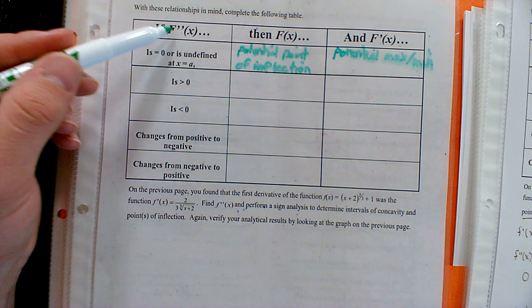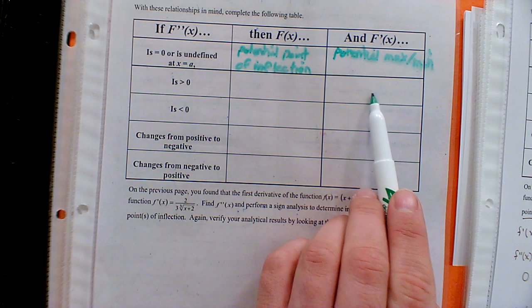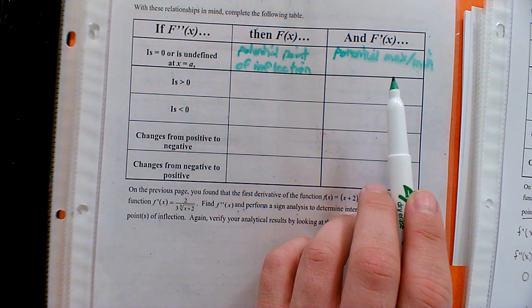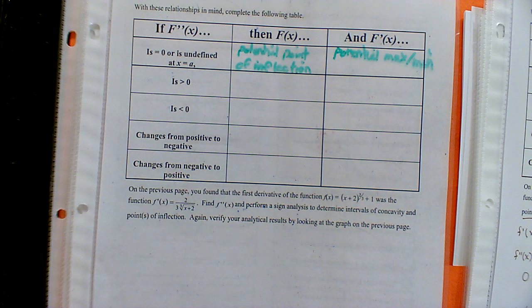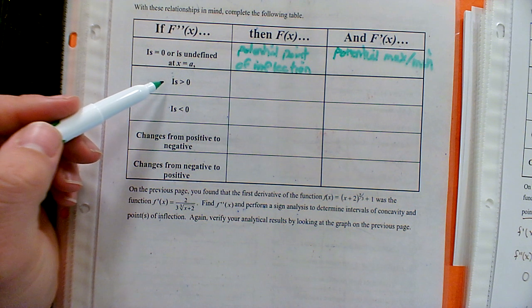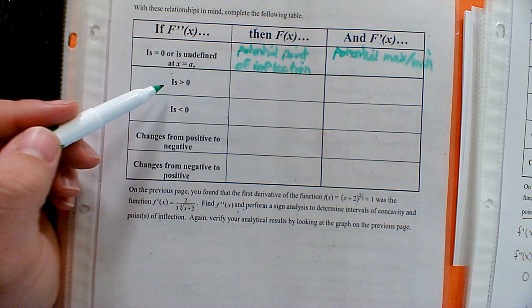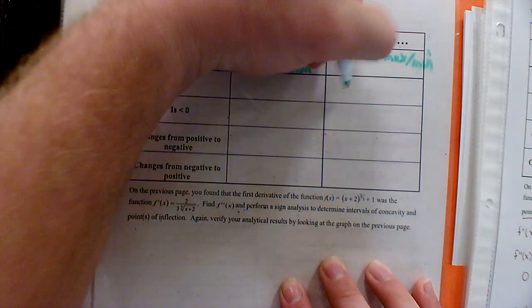All right, so now if the second derivative is greater than 0, what does that tell us about the first derivative? So again, think to that relationship from yesterday. What would we know about our first derivative function if the second derivative is greater than 0? It's increasing.